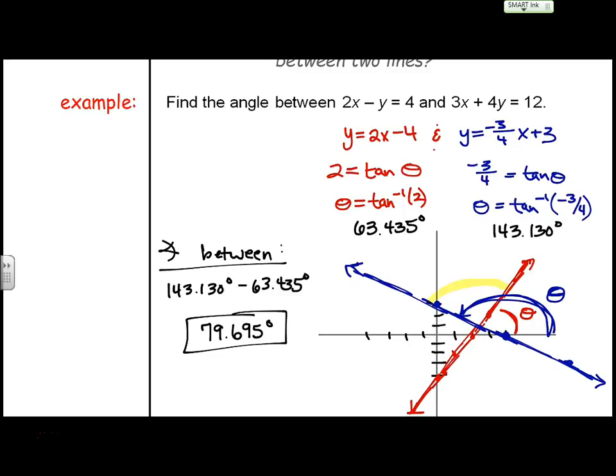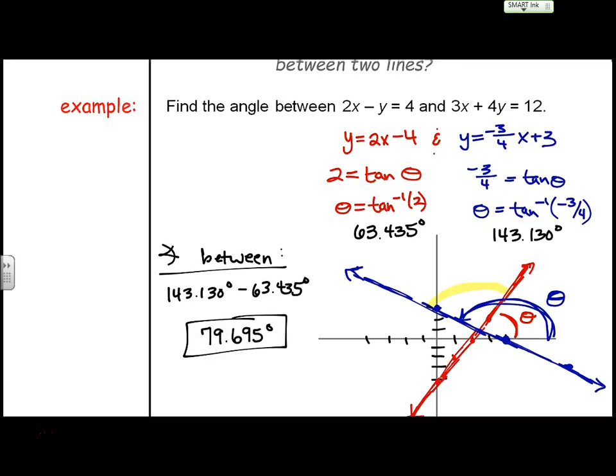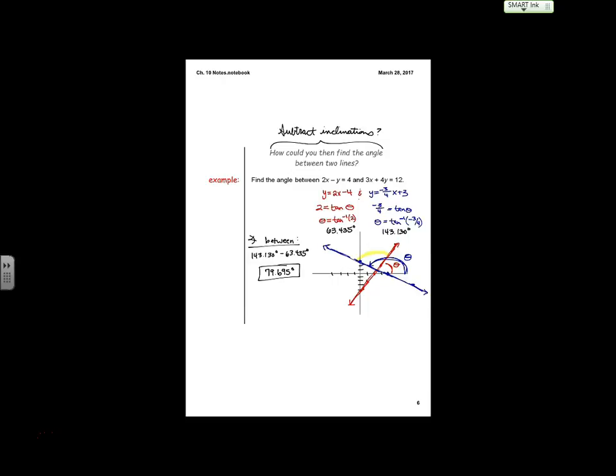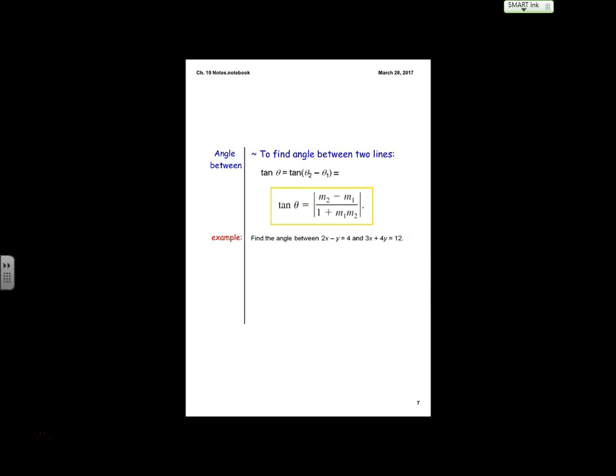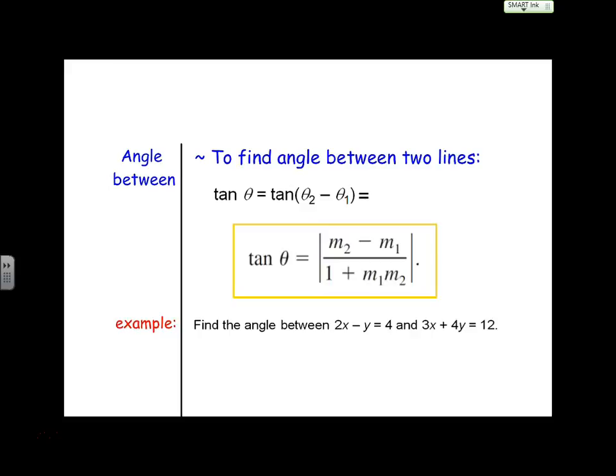Do you see how we had to make a picture for both and find inclinations for both? We had to make sure that we were subtracting the right way. Wouldn't it be nice if we had a little formula to use instead?